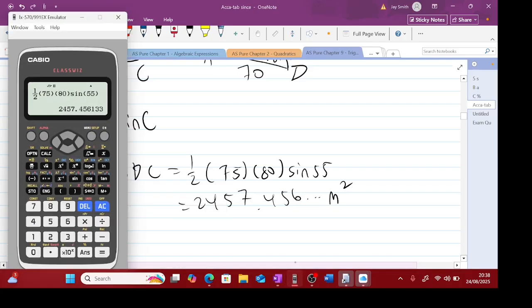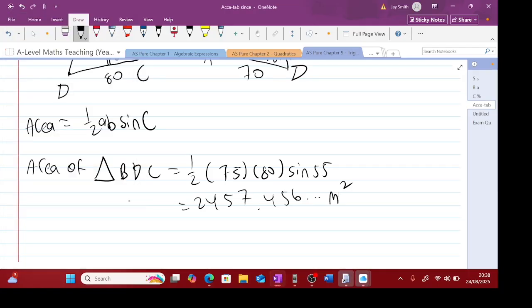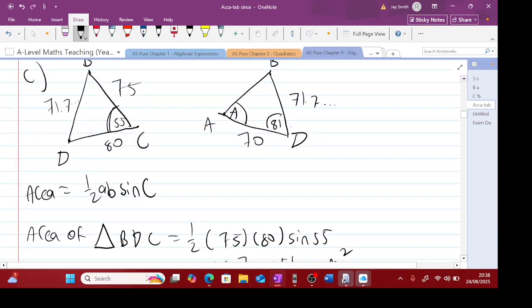Now again, that's quite a large decimal, so I'm going to store that as well. Store it as A. That's my answer. Oh, there we are. So I'm going to store it as E then, I haven't used that letter. Oh man, there's a lot of decimals in this question. Okay, so that's the first triangle done.